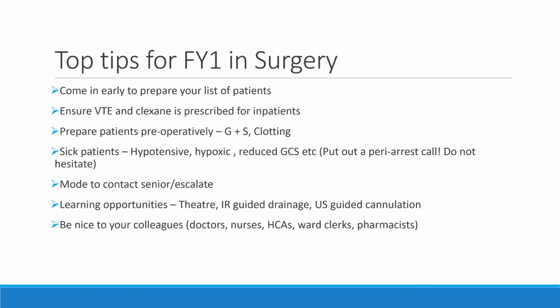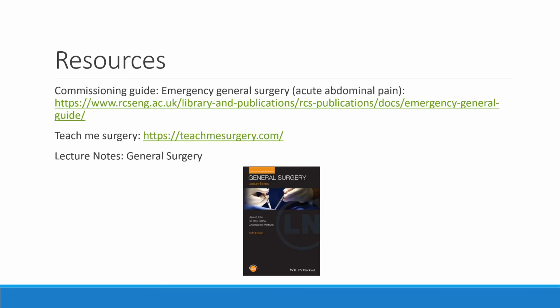Also, be nice to your colleagues, your doctors, nurses, HCAs, ward clerks, and pharmacists. Pharmacists tend to pick out the TTOs or the prescriptions that you've made a mistake on, and that can be really helpful. It's also nice to have a good relationship with your colleagues, create a nice environment when you're working. So some resources I tend to use is Teach Me Surgery, Lecture Notes in General Surgery, the book, and also there's a RCS commissioning guide on acute abdominal pain, which is very useful as an F1.